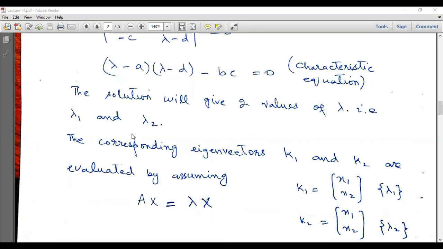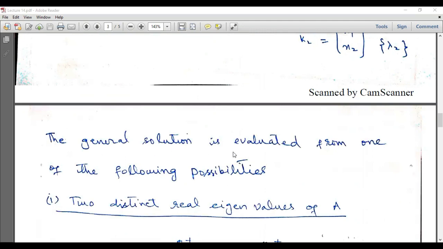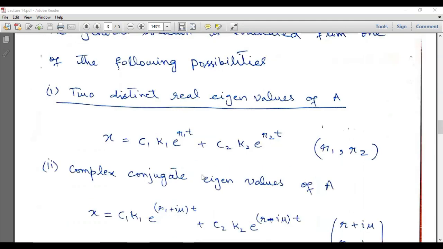Okay, so the next step is to evaluate the corresponding eigenvectors k1 and k2, and these eigenvectors are evaluated by assuming Ax equal to lambda x, right? So A is the original matrix, and x is the column vector. K1 will be evaluated first, and it will have two entries x1 and x2. K1 will be evaluated corresponding to lambda 1, K2 will be evaluated corresponding to lambda 2, and they will be two eigenvectors and they will contain two entries each.